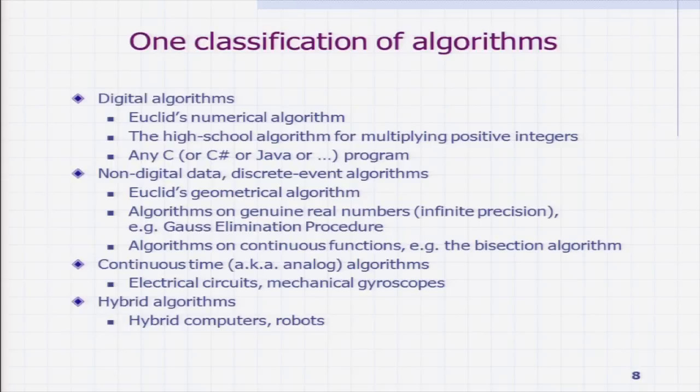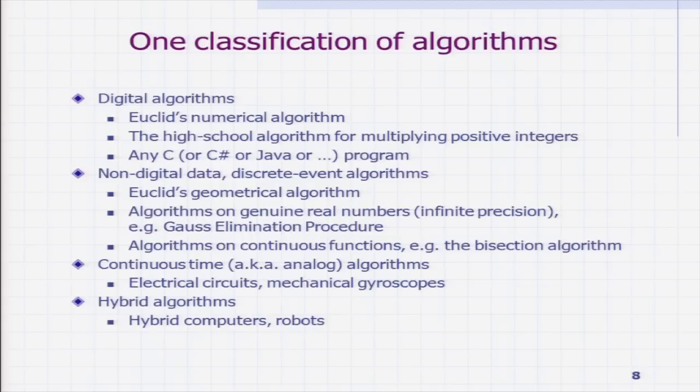Another example, we saw this bisection algorithm, which works over a given continuous function. And again, that continuous function is not something you can put into your program. You can maybe approximate those algorithms, but it's a separate story. Another interesting case: various algorithms on genuine reals, a kind of infinite precision. For example, the Gauss elimination procedure, or various algorithms with matrices of real numbers.